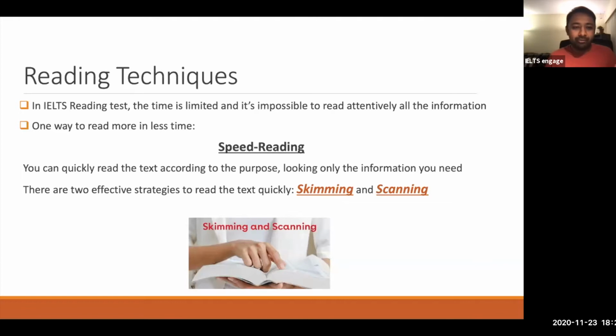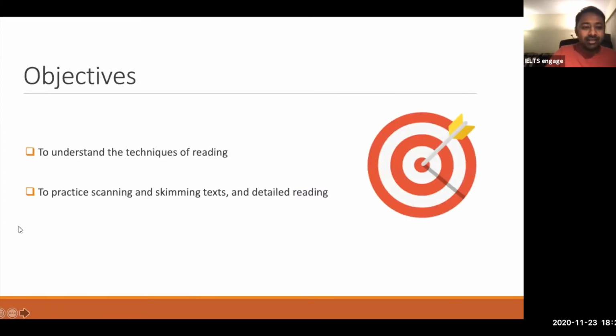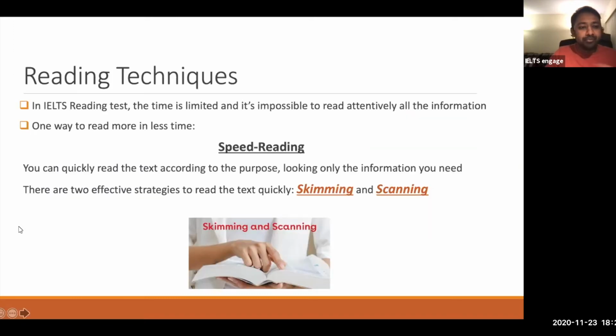So if you're looking for information, you read in a certain way. If you're looking to understand the text, you read in a different way. Now, there are two effective strategies to read quickly, and that's skimming and scanning. We will look at these in detail, and also try and use both of them together. This should help us in doing our reading tests faster.